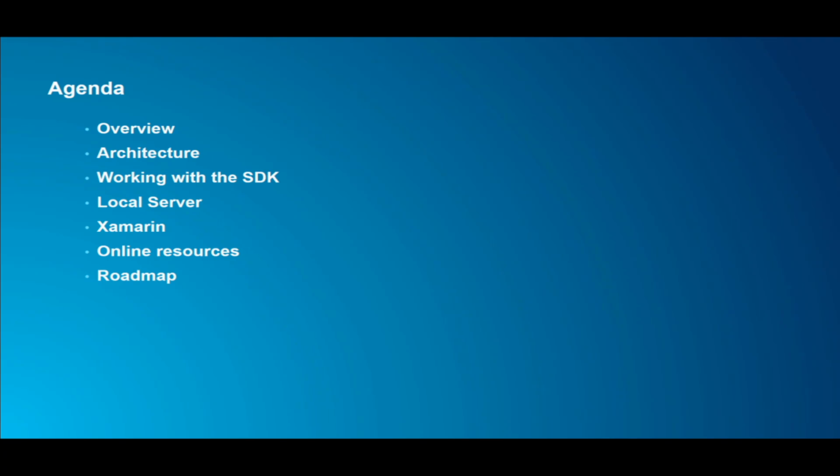So in the session this afternoon, we'll take a look at an overview of what the ArcGIS Runtime SDK for .NET is, a look at the architecture as well, how we build the .NET SDK, and how it's exposed to you in a public API. We'll take a look at how you work with the SDK, highlighting some of the changes between the 10.2x generation and the 100 series. Also we'll look at local server, which is a component of the ArcGIS Runtime SDK for .NET, and some of the changes there in terms of how you work with it. Then we'll take a look at Xamarin as a specific new feature, a highlight in the new version of the SDK, and some online resources and a roadmap for the future as well.